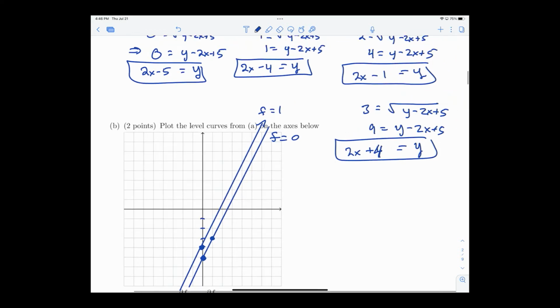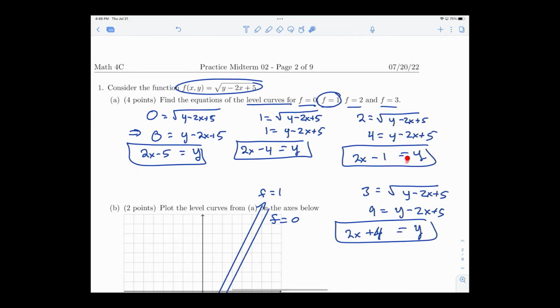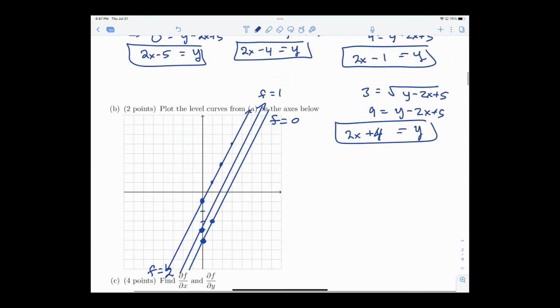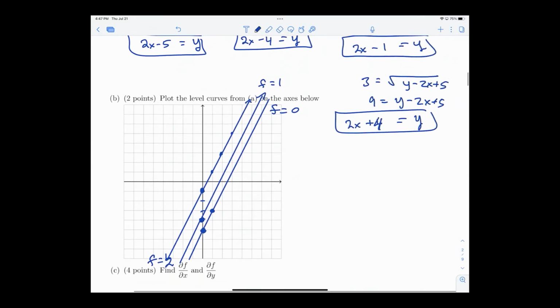Then you have the f equals 2 line here, y equals 2x minus 1. So that one goes through this point. So that's the f equals 2 line. And then finally the f equals 3 line is y equals 2x plus 4. 1, 2, 3, 4 up here.